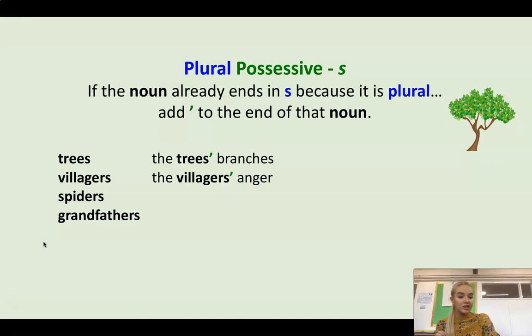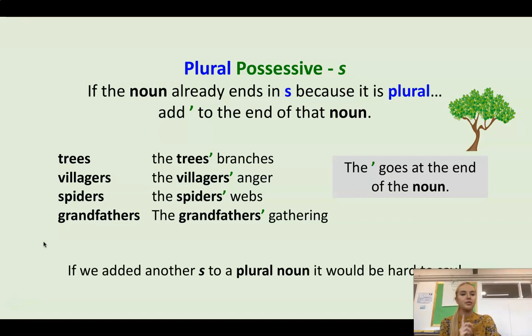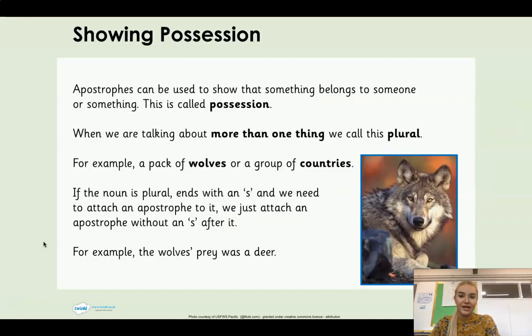It's more than one villager, but they are all angry. It's more than one spider, but they all have webs. It's more than one grandfather, and they are having a gathering. Let's have a look at the plural possessive in a bit more detail. So we know that apostrophes can be used to show when something belongs to someone or something, and this is known as having a possession over something.